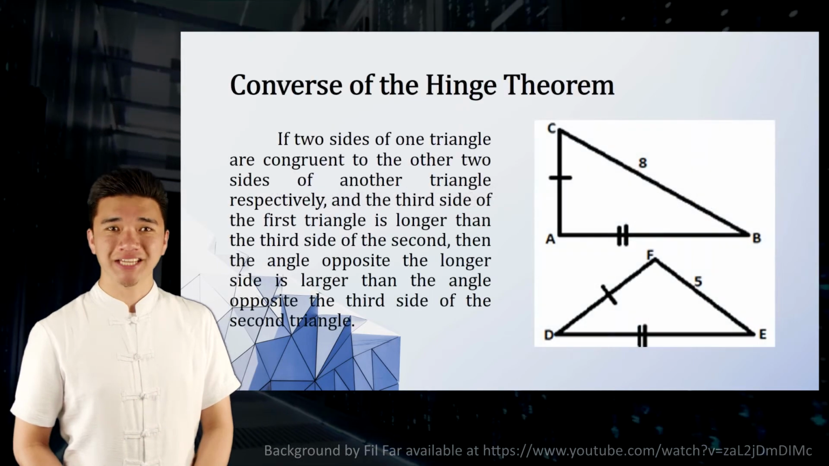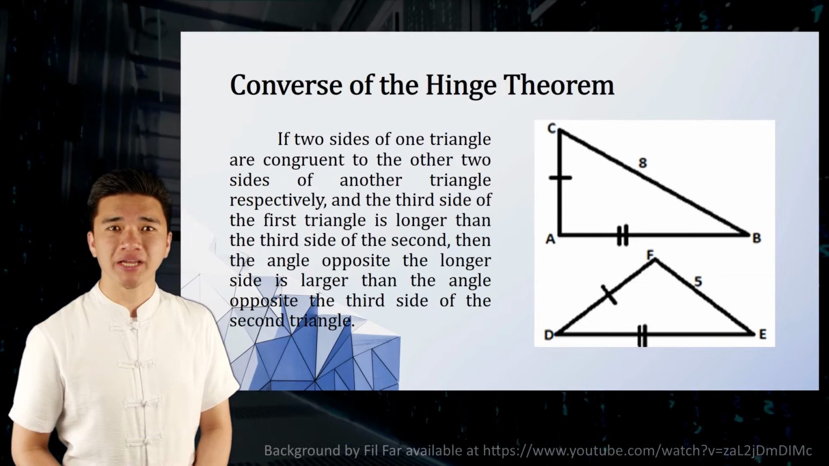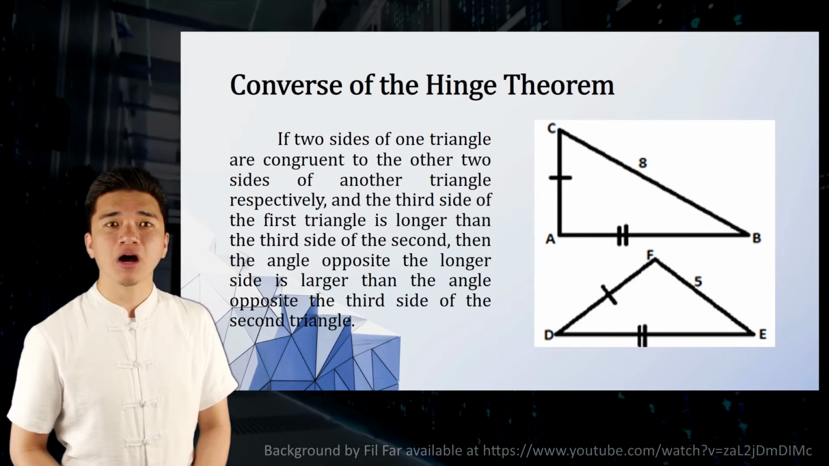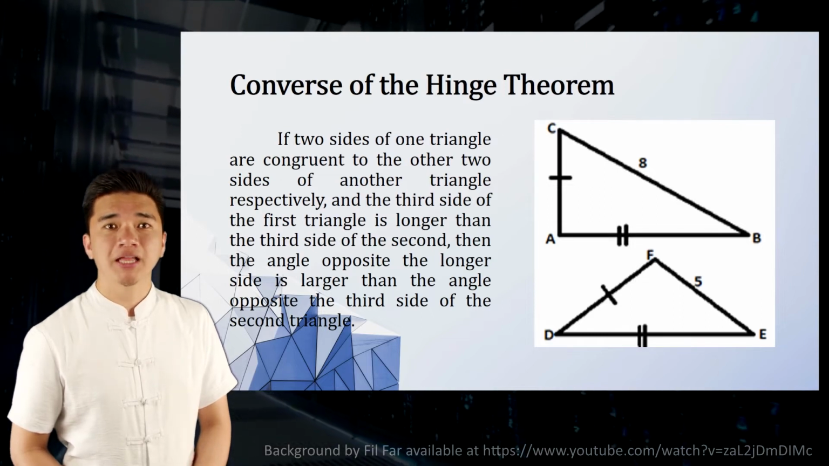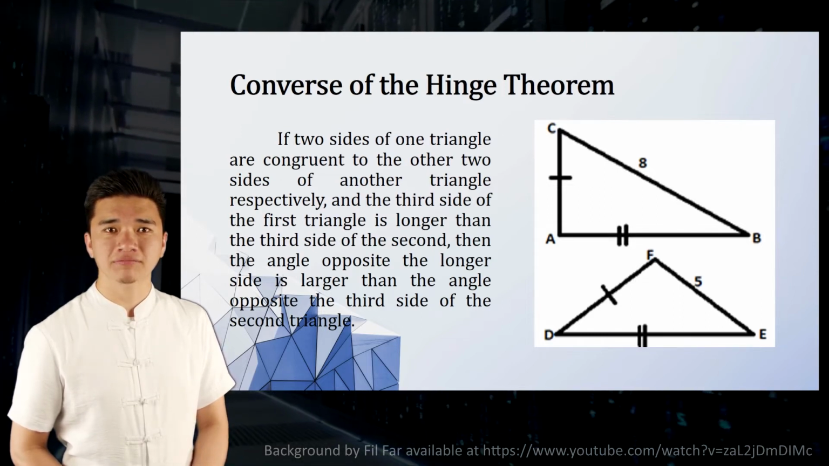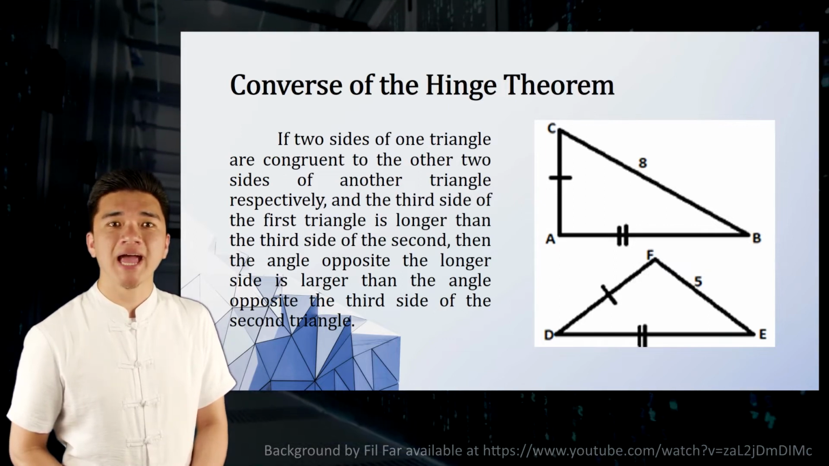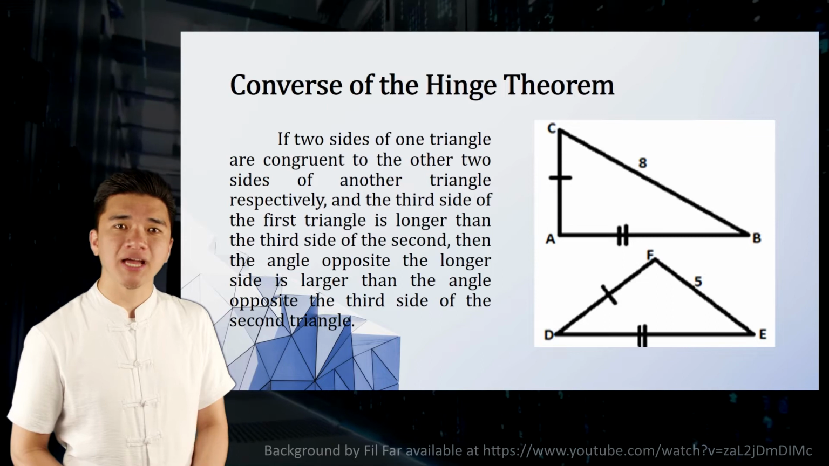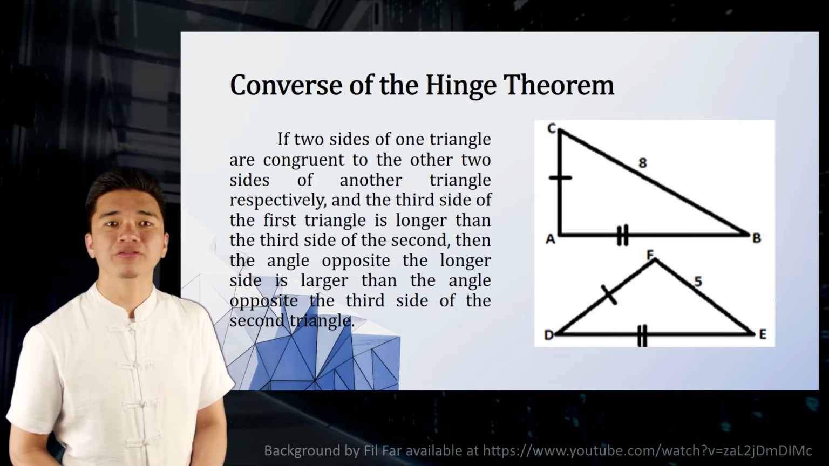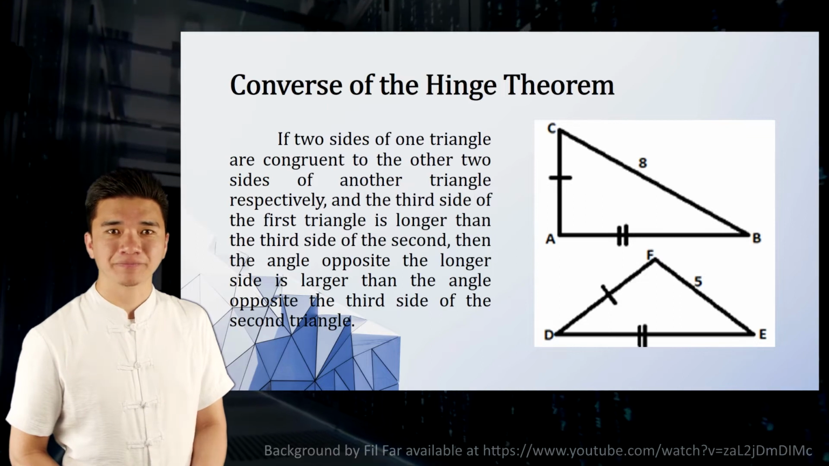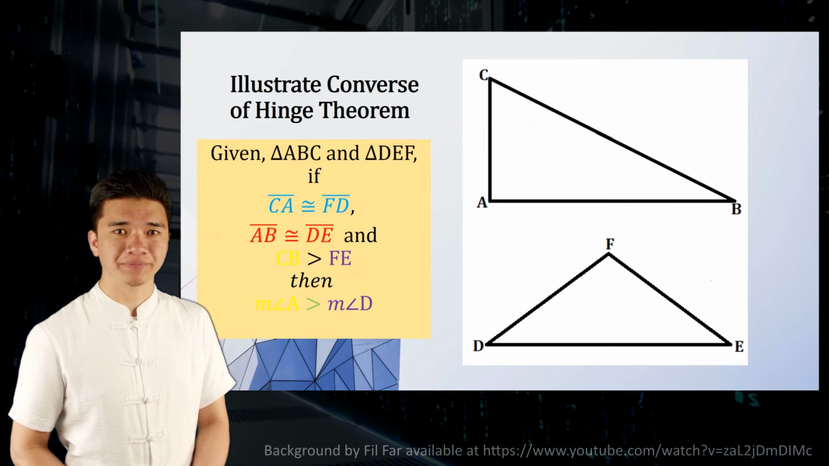The converse of the Hinge Theorem states that if two sides of one triangle are congruent to the other two sides of another triangle respectively, and the third side of the first triangle is longer than the third side of the second, then the angle opposite the longer side is larger than the angle opposite the third side of the second triangle. Let's explore this theorem using this example.